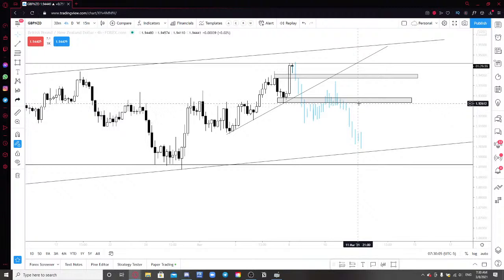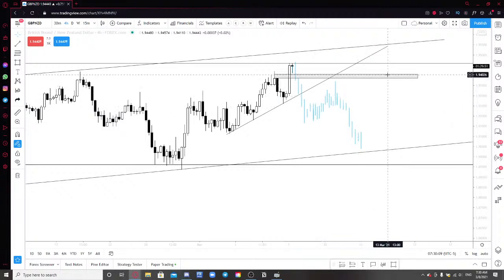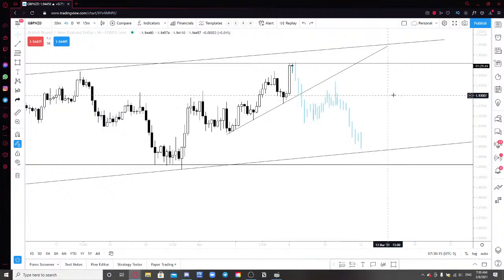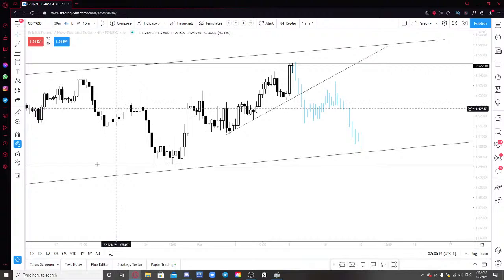That's to determine where I'm going to set my zone, my entry zone. But definitely not looking for an entry on this today, because it's nowhere close to being set up just yet.